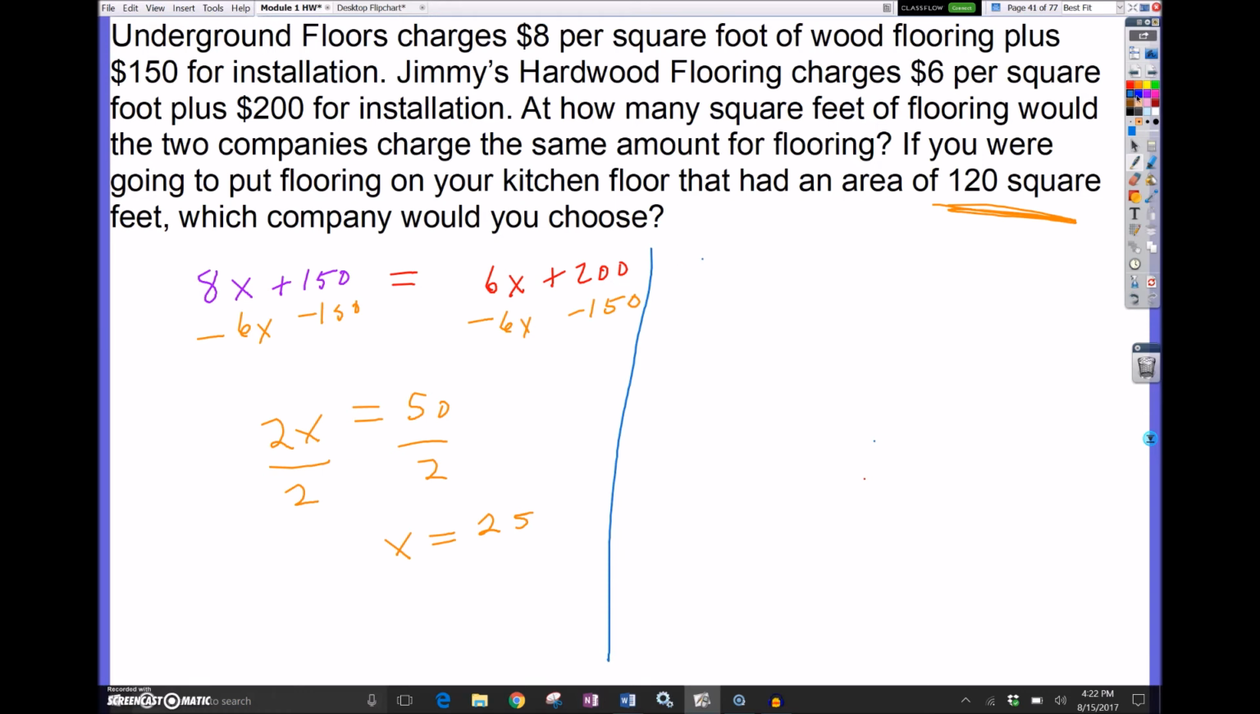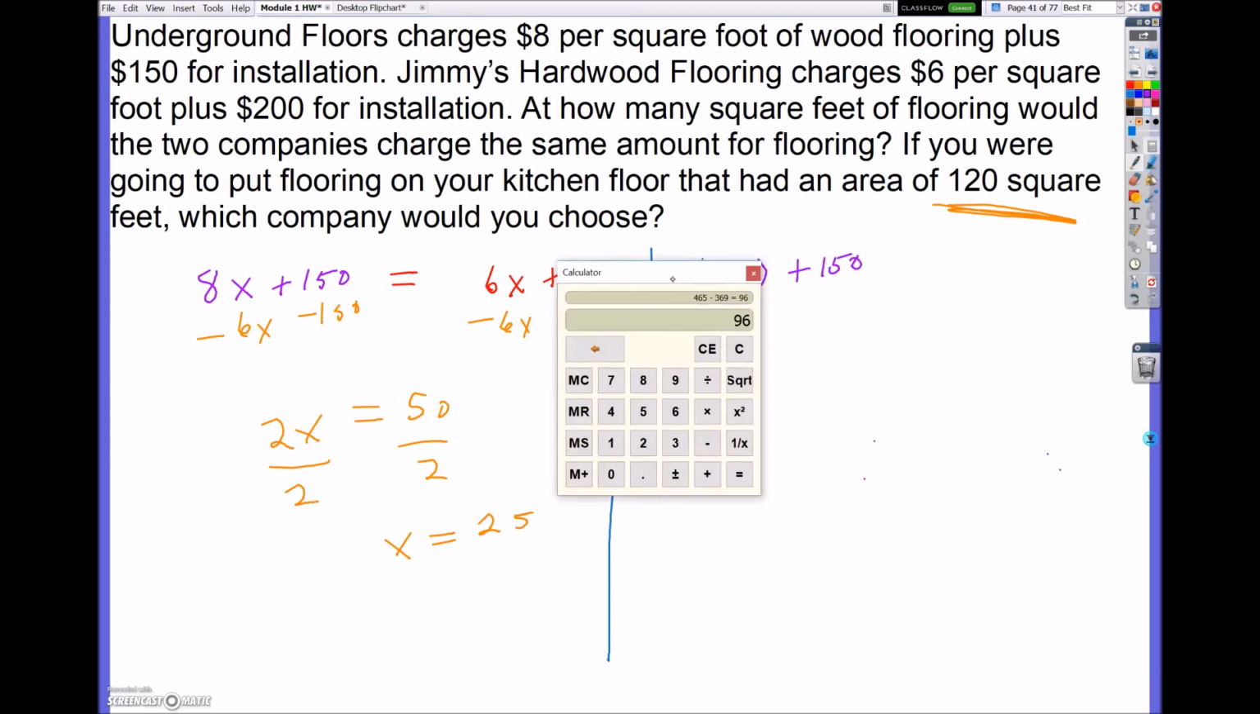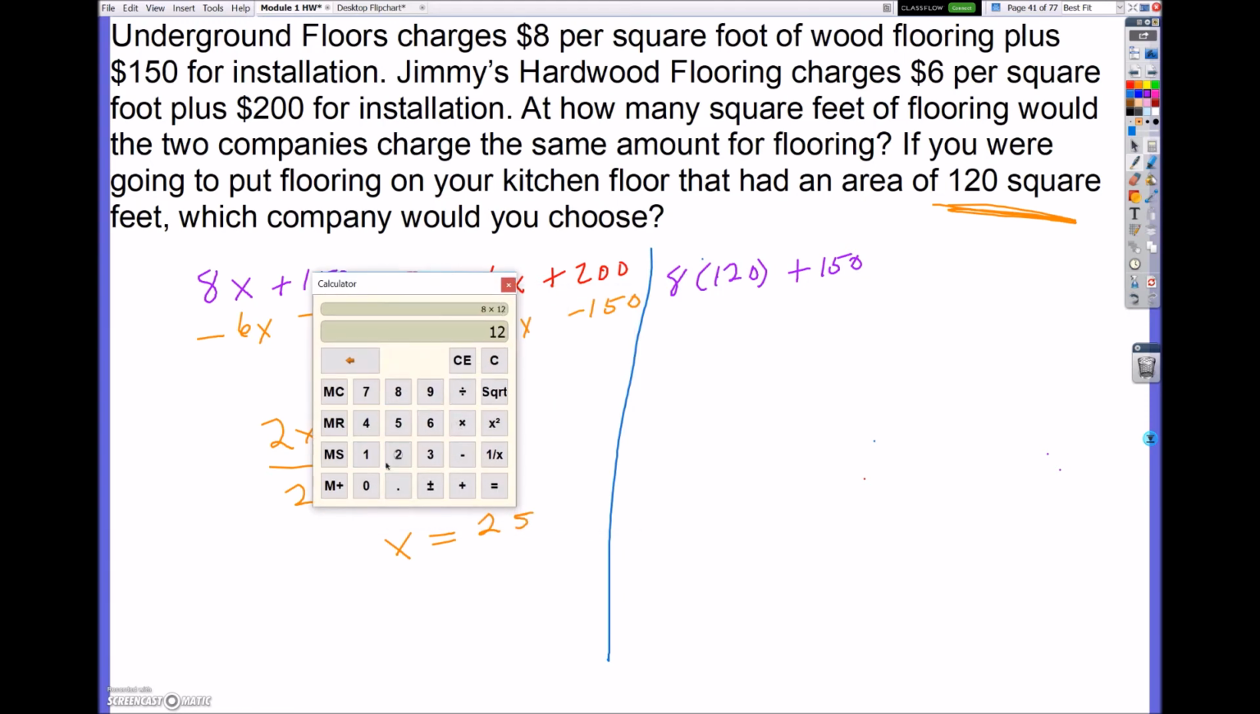So let's go ahead and do the first company that I wrote in purple. That's Underground Floors. So that would be 8 times 120, $8 for 120 square feet, plus the $150 for installation. So let's go ahead and bring that up. That's going to be 8 times 120 is $960 plus $150 for installation. So let's add that $150, which means that'll be $1,110.